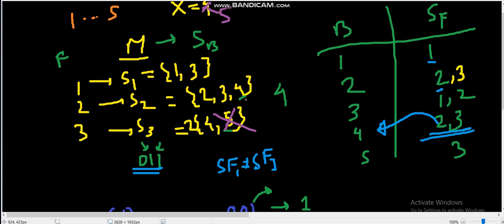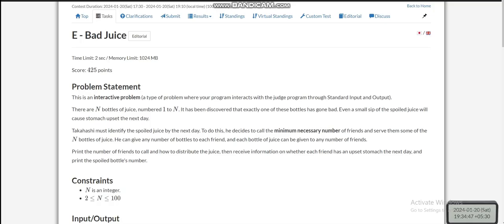Okay, so the fifth bottle is causing the problem, and we have not given the fifth bottle to anyone, so no friends will be ill. That means that the fifth bottle is causing the problem. Okay, I hope you get it. Now let's jump into the code.